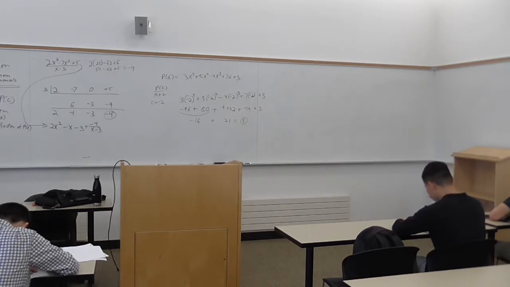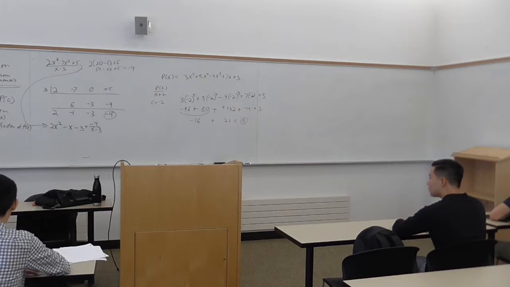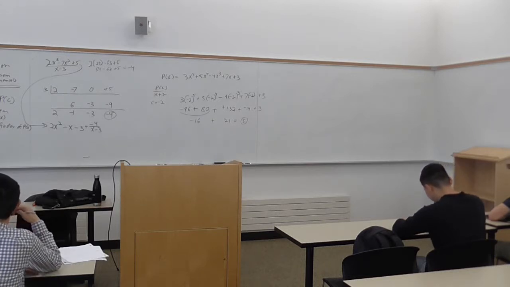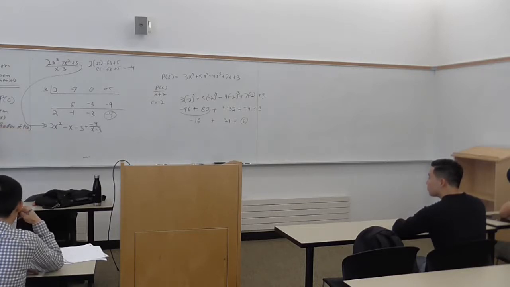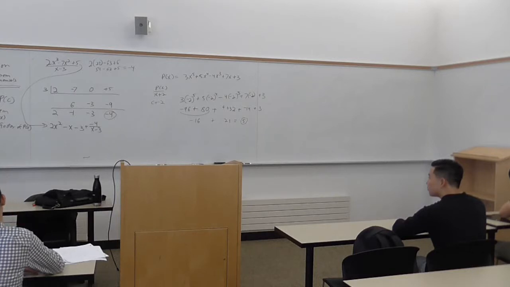What are the 2 things I need to prove here? If C is a zero of P of X, then X minus C is a factor of P of X. That's 1. Then you got to go in the other direction. If X minus C is a factor of P of X, C is a zero of P of X.